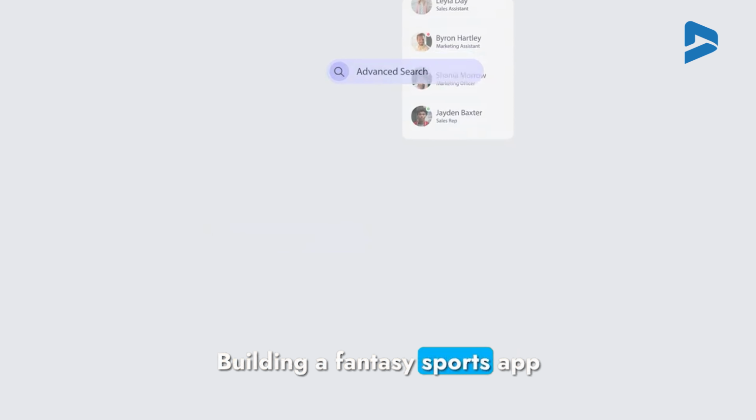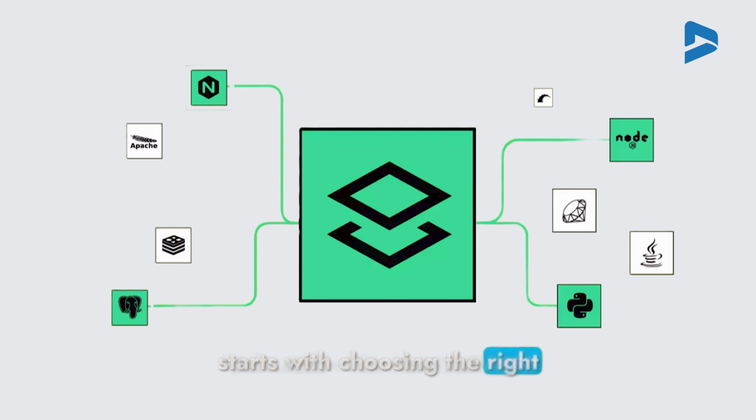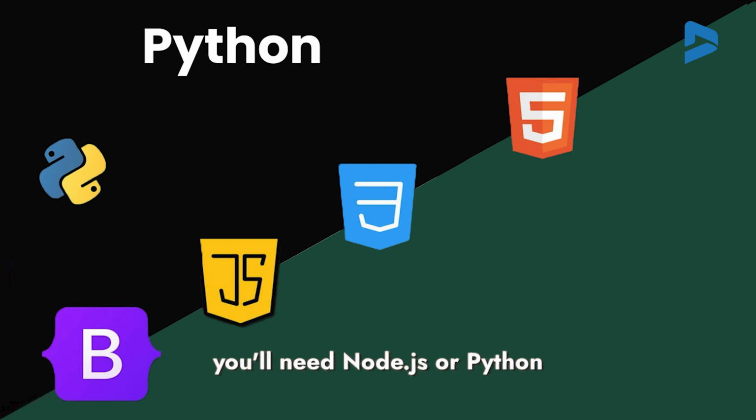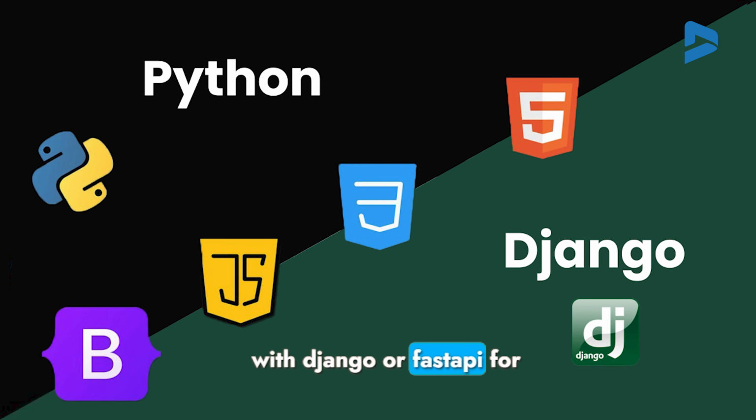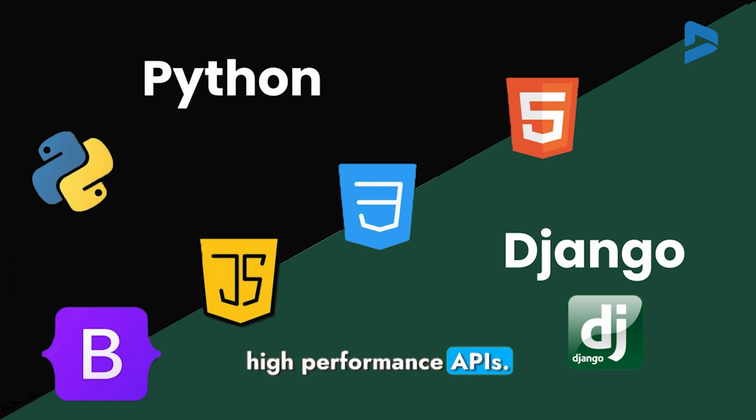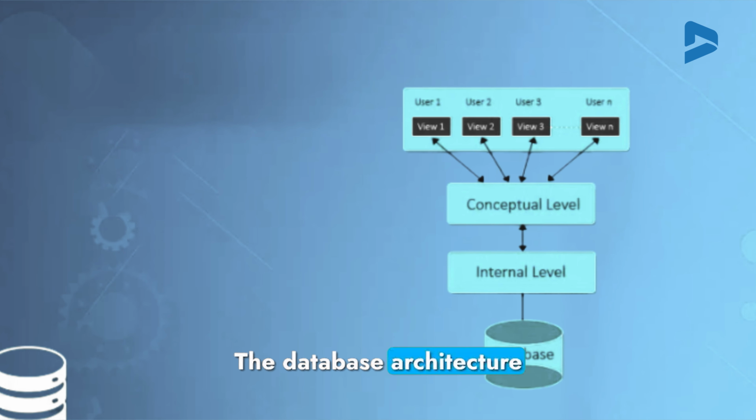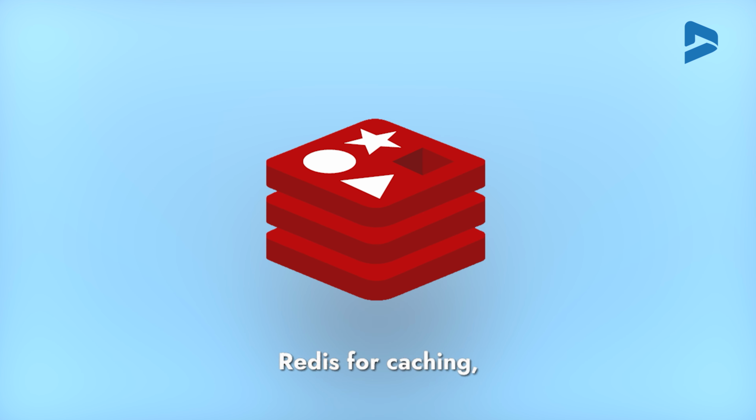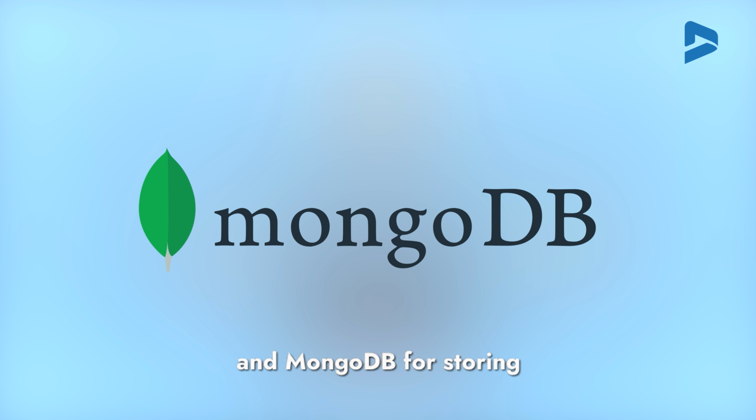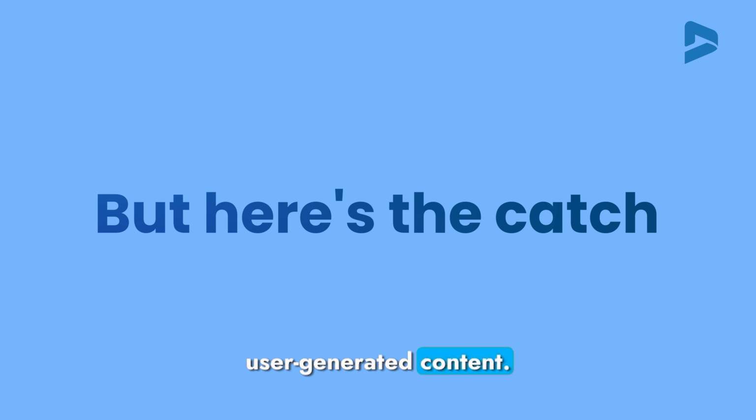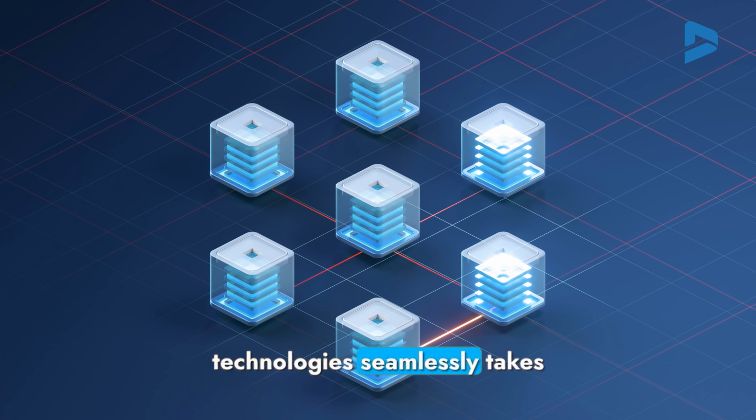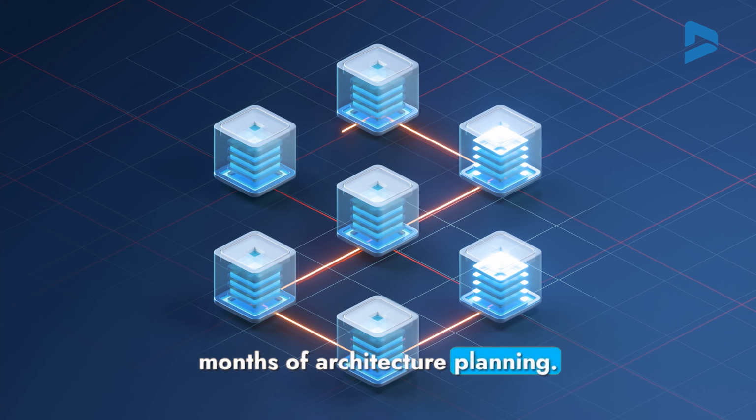Building a fantasy sports app starts with choosing the right tech stack. For the backend, you'll need Node.js or Python with Django or FastAPI for high-performance APIs. The database architecture requires PostgreSQL for relational data, Redis for caching, and MongoDB for storing user-generated content. But here's the catch. Integrating all these technologies seamlessly takes months of architecture planning.